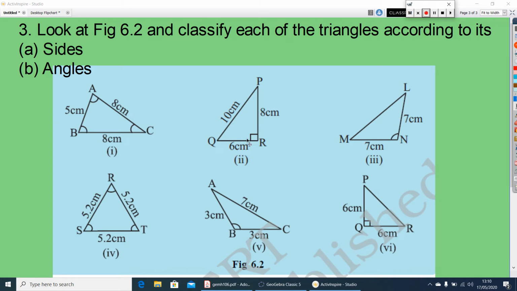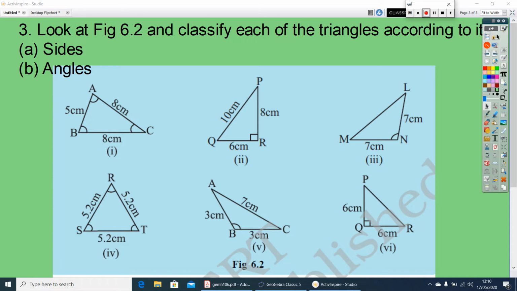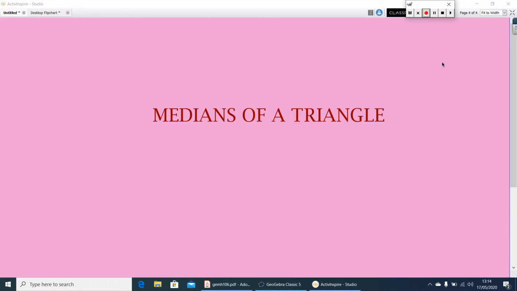Now here, according to the sides, it is scalene. According to the angles, it is a right angled triangle. So you can write scalene and right triangle. Similarly, do complete this. Now let us see what is the median of a triangle.